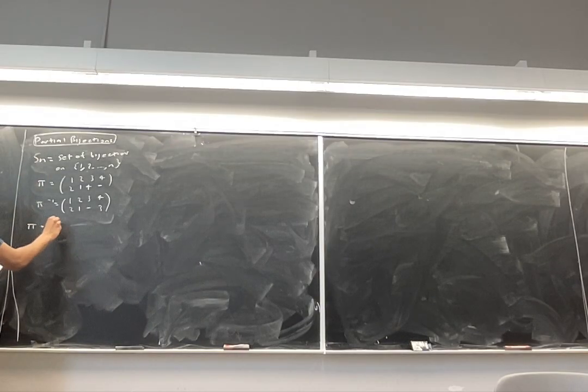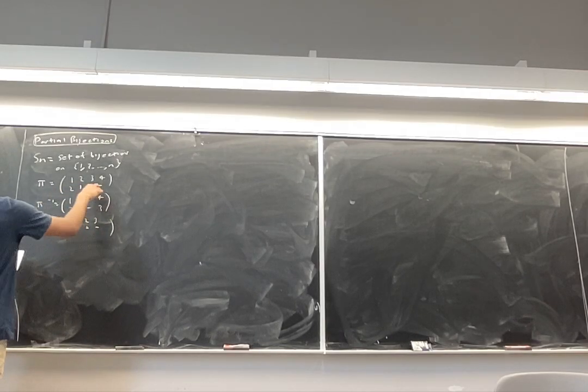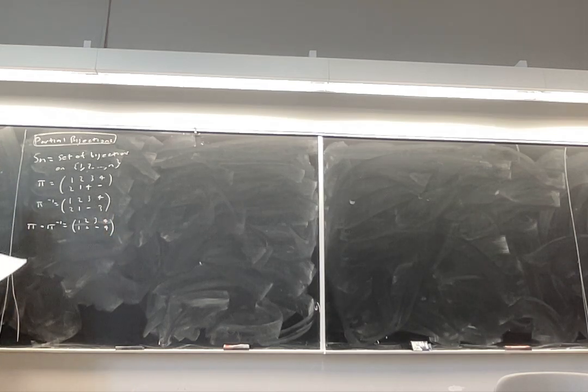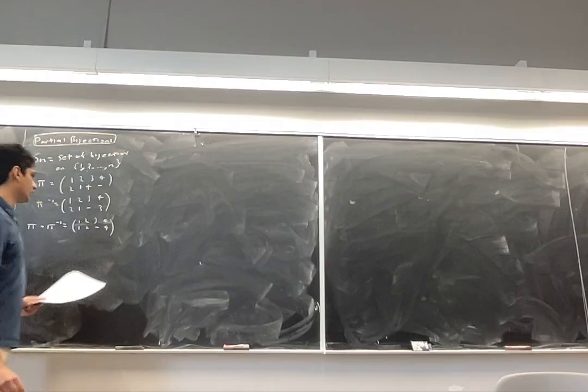Pi composed with pi inverse. Let's see, 1 maps to 2 maps to 1, 2 maps to 1 maps to 2, 3 maps to dash, and 4 maps to 3 maps to 4. So here I'll get a partial identity on 1, 2, 4.